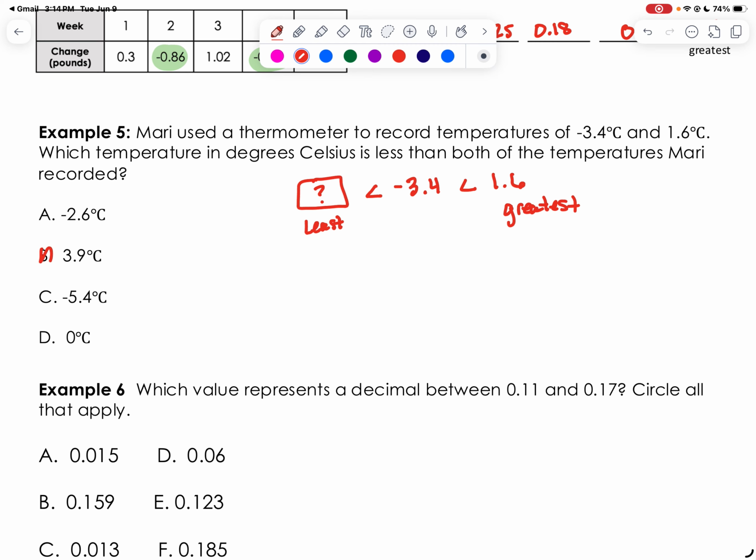So I'm automatically going to eliminate B because 3.9 is bigger. Okay. I'm also going to eliminate 0 degrees because it's not smaller than negative 3.4. All right, it has to be either A or C. Pause the video and try to determine whether it's A or C. All right, welcome back. Hopefully you chose answer C because negative 5.4 is smaller than negative 3.4, which is smaller than 1.6.